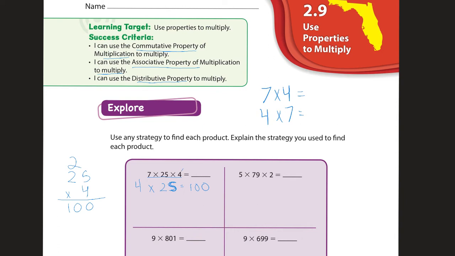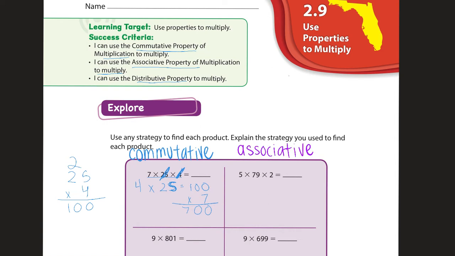Now that I've done 4 times 25, I need to multiply my answer by 7. So 100 times 7. So 0 times 7 is 0, 0 times 7 is 0, and 7 times 1 is 7. Again, that was using the commutative property of multiplication.